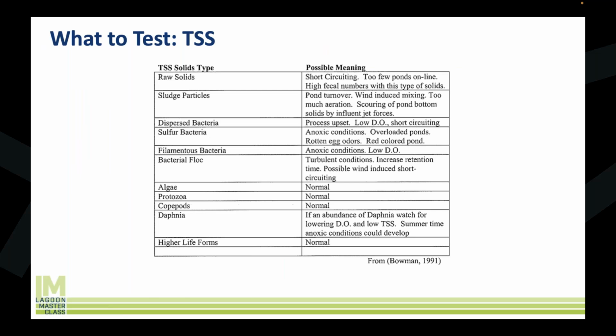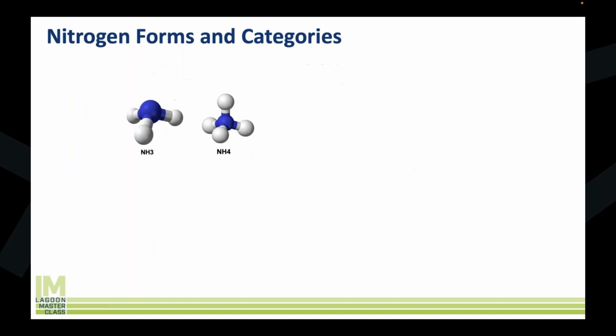Obviously, you want to test for TSS. Now, TSS is all solids that are in the water, and that can be anything from algae to sludge particles to metals to all sorts of things that are suspended in the water column themselves. And so a TSS sample is not going to tell you specifically the composition of that TSS, but if you look at that sample like I showed before, you can see if it's green, then it's algae.